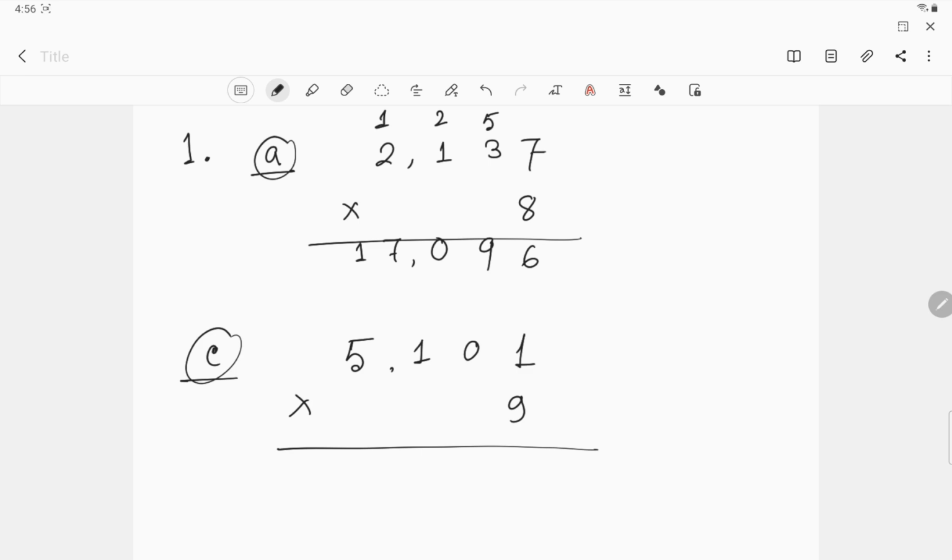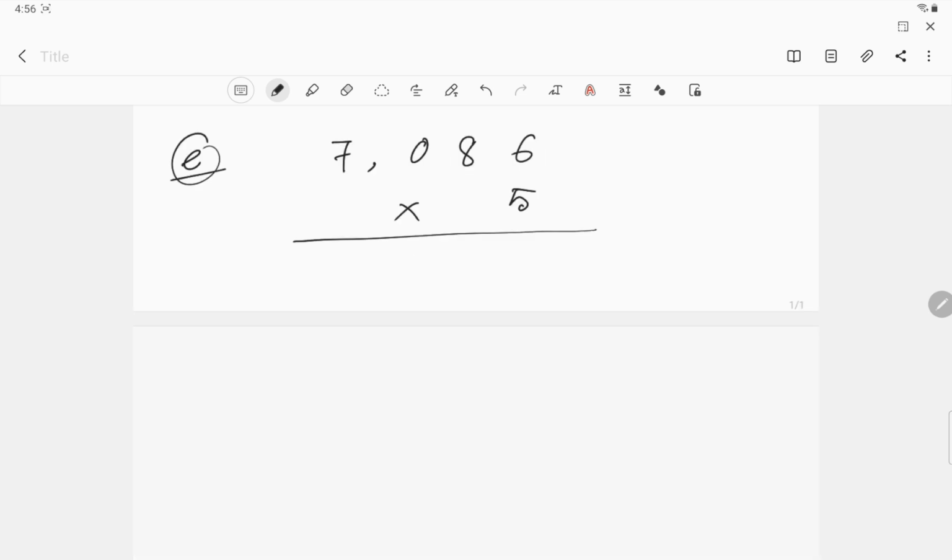Question number C says 5,101 multiply it by 9. So 9 1s are 9. 9 0s are 0. 9 1s are 9. And 9 5s are 45. So the product is 45,909.